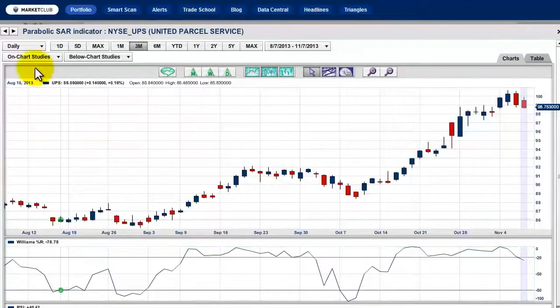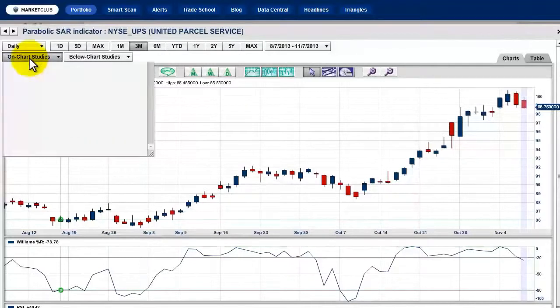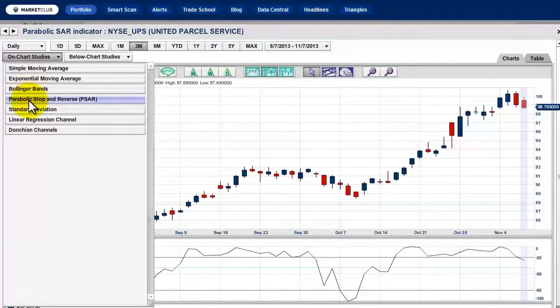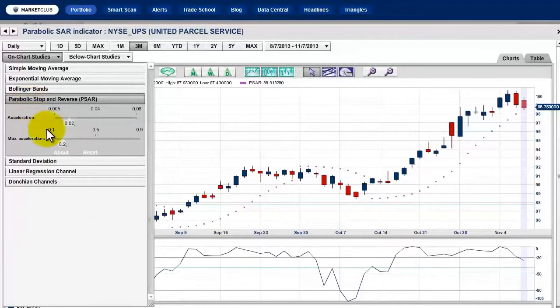So you go onto the on chart studies, click once. There you see parabolic stop and reverse, PSAR. Click once there. And here it's already set to the defaults. So you can change it around, of course, but it's just easier to go with the defaults to begin with. So defaulting to 0.02 and 0.2, and then just click off.